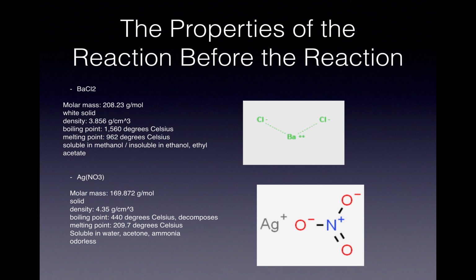AgNO3 has a molar mass of 169.872 gram per mole, and it is solid at room temperature, and it has a density of 4.35 gram per centimeter cubed. It has a boiling point at 440 degrees Celsius, and it decomposes at this boiling point, and has a melting point at 209.7 degrees Celsius. This reactant is soluble in water, acetone, and ammonia, and it is odorless.